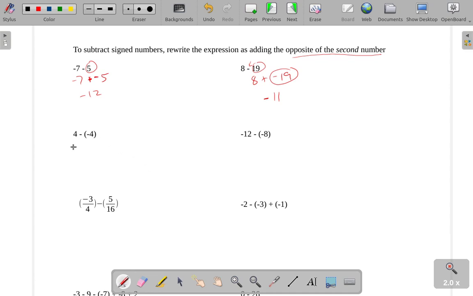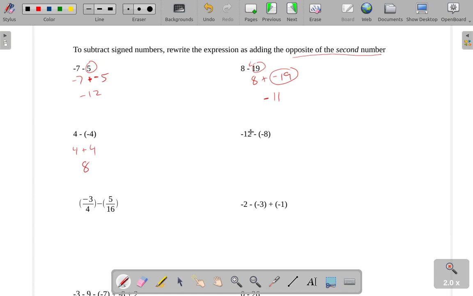All right. 4 minus negative 4. We're taking 4 and subtracting a negative 4. So I'm going to change it to addition by taking the opposite of this number, 4 plus 4. Sometimes people say that this has kind of a double negative, then two negatives cancel each other out, or however you want to call it. If you're taking the opposite of a negative number, it becomes a positive number. So however you remember that, that's fine.